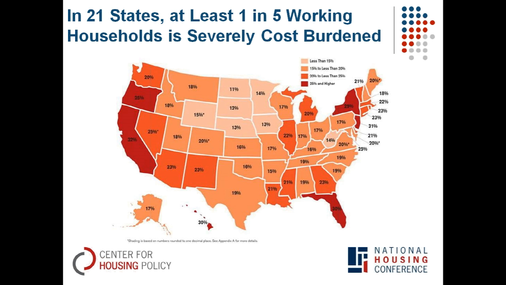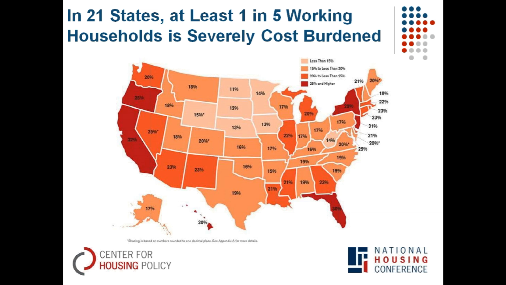Now, what you see on this slide is a map of the United States, and in each state you see the share of working households with a severe housing cost burden in each state. And the colors correspond to these rates. So the darkest red is in the states with the highest share of severely cost-burdened households. And the lightest red, that light pink, is in the states with the lowest share of severely cost-burdened working households.